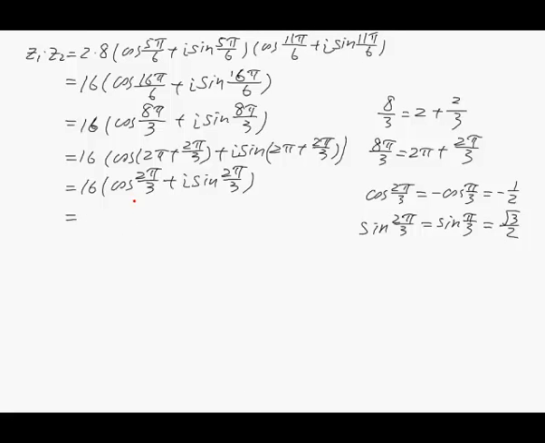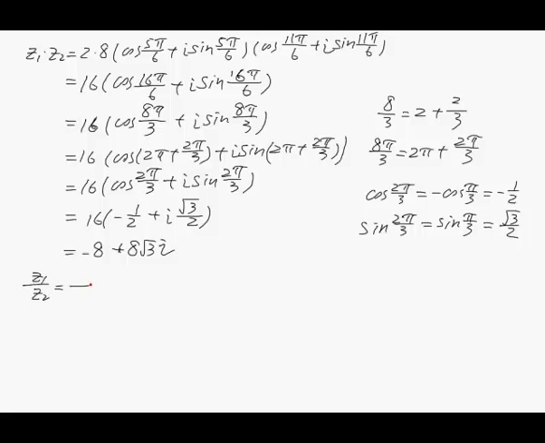So now this should be equal to 16 times negative 1/2 and plus I times root of 3 over 2. Now you multiply each term by this 16. You have the negative 8 and plus 8 times root of 3 and then times I. And then we finish the product of these two complex numbers. Now let's get the quotient.